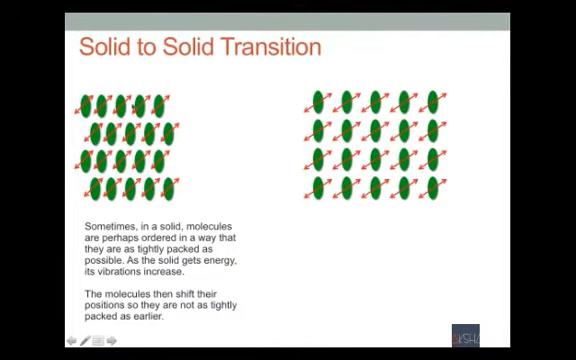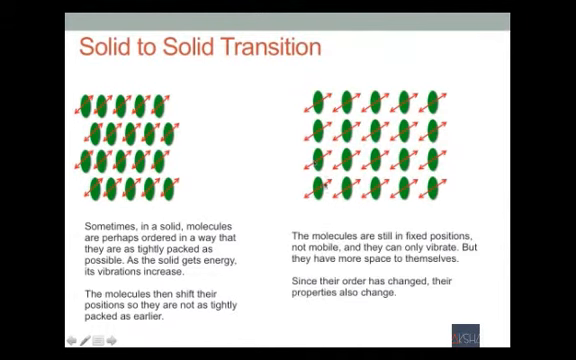For example, they could go from this hexagonally close packed region to perhaps a cubic packed region, where there is more space between these molecules. The molecules are still in their fixed positions. They can only vibrate, but they have more space to themselves. Since the order has changed, since the molecular arrangement has changed, the properties also change.